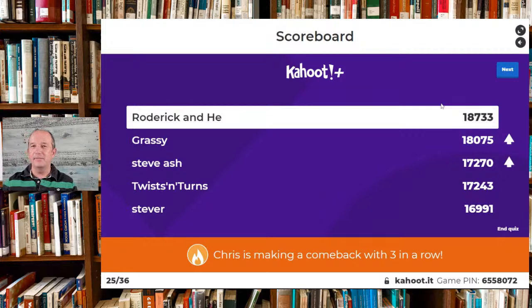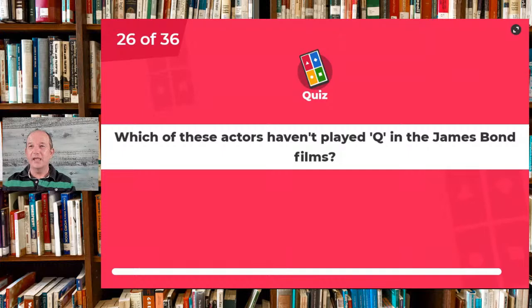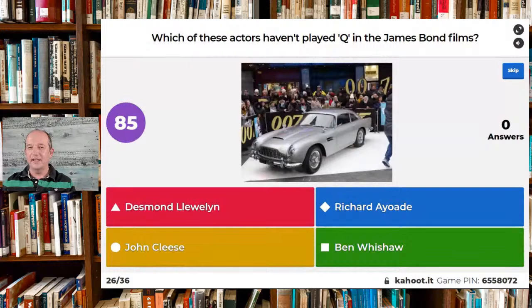This is a James Bond question, actually. Which of these actors haven't played Q in the James Bond films? Is it Desmond Llewellyn, Richard Ayoade, John Cleese, or Ben Wishaw? Who hasn't played Q? It's got to be Wishaw, hasn't it?